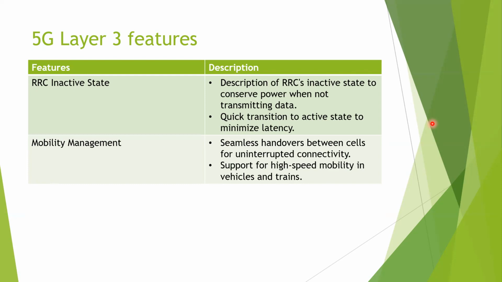And then the RRC inactive state, which is another feature that conserves power when no data is being transmitted, and quick transition to the active state to minimize latency. And the last one will be mobility management. That talks about seamless handover between cells for uninterrupted connectivity and support for high-speed mobility in vehicles and trains.